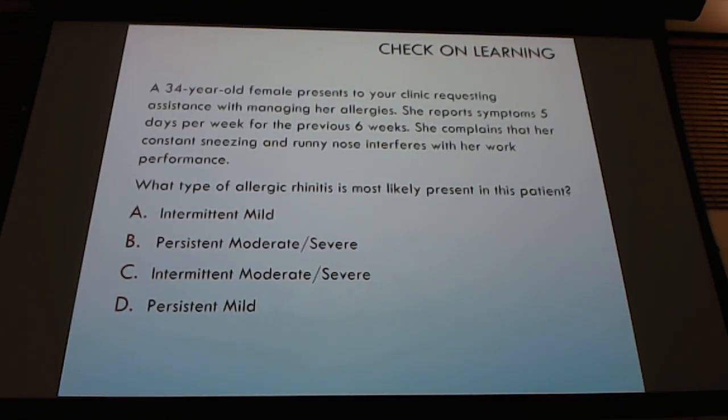Quick check on learning. So this person wants assistance with her allergies. Her symptoms are 5 days per week for the last 6 weeks, and she keeps saying that her sneezing and runny nose is interfering with work. What are we classifying her as?